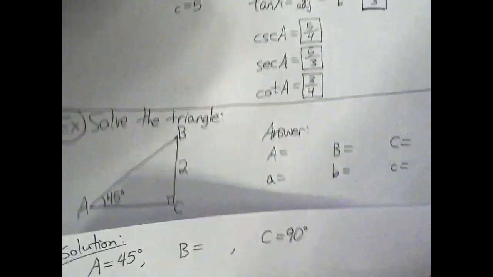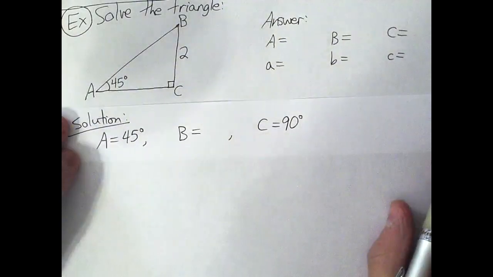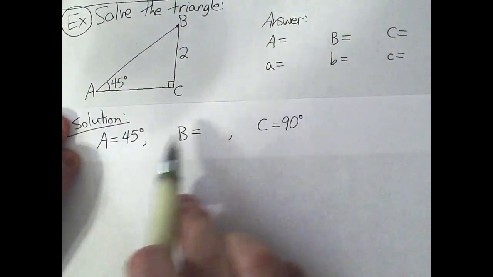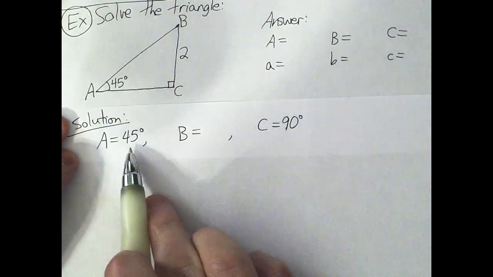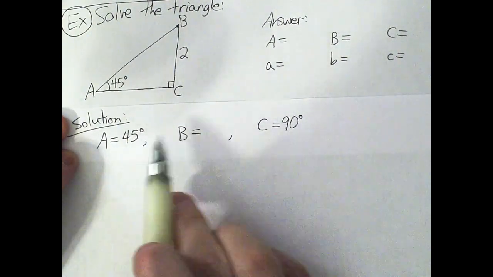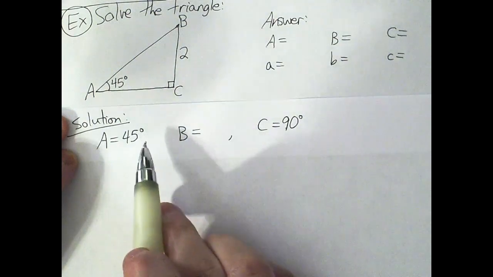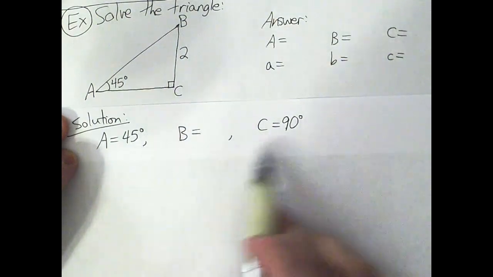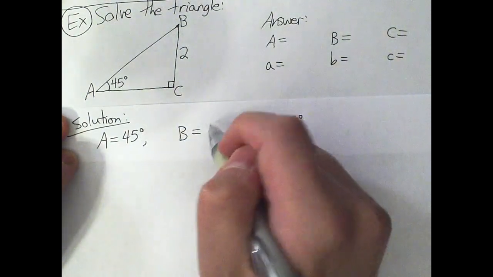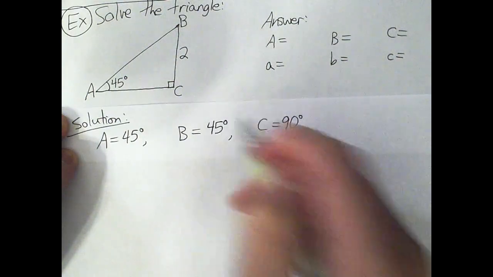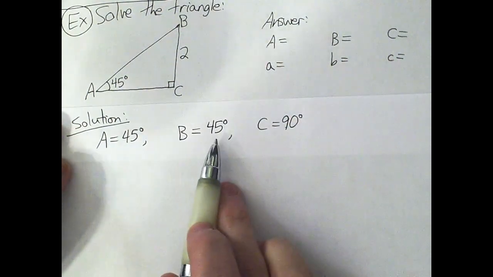All right, so now I see what angle B is. These three have to add up to 180. So 90 plus 45 is 135. 180 minus 135. This has to be 45. That's the only way that they're going to add up to 180.